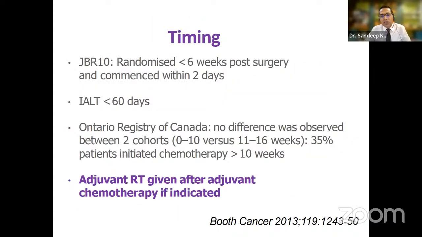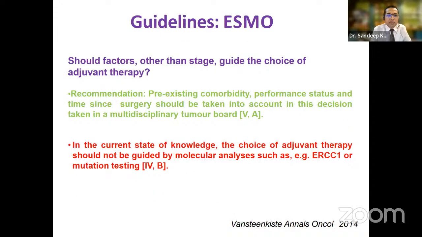So the timing beyond surgery is approximately 6 to 8 weeks. The various trials have used different cutoffs, but approximately 6 to 8 weeks has been the cutoff beyond which one should start the adjuvant chemotherapy.